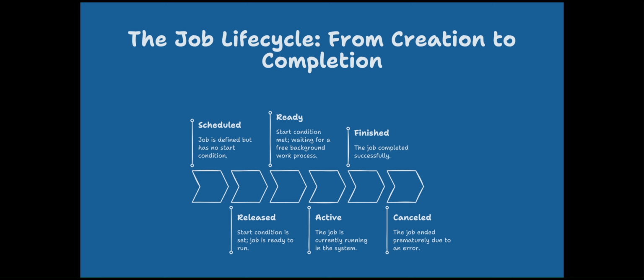Active means it is currently running. Finished means the job has been completed successfully. And cancelled means the job ended prematurely due to an error. It means your job has been cancelled due to some error, so here you have to do the troubleshooting. All right, so these are the different statuses, or the life cycle of a job, from creation to completion.